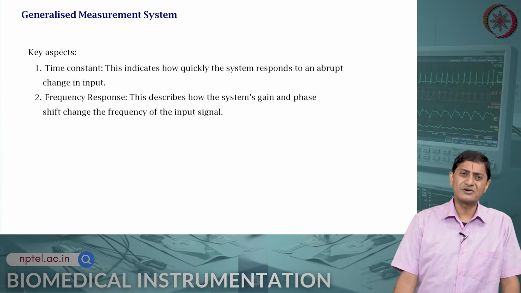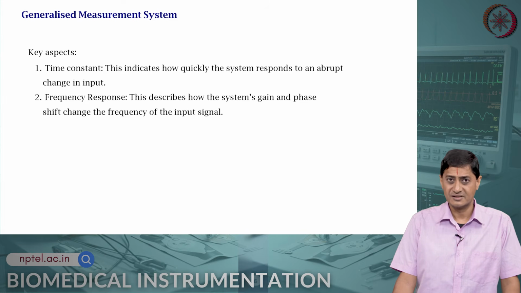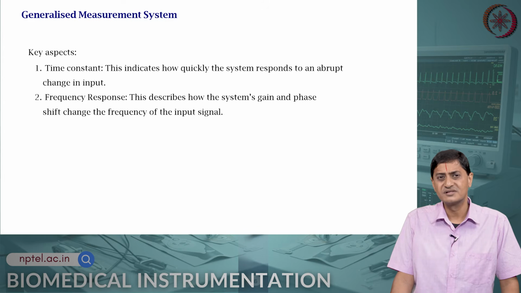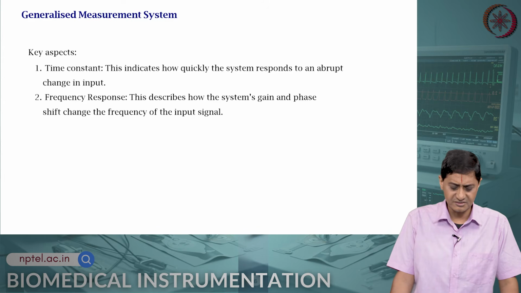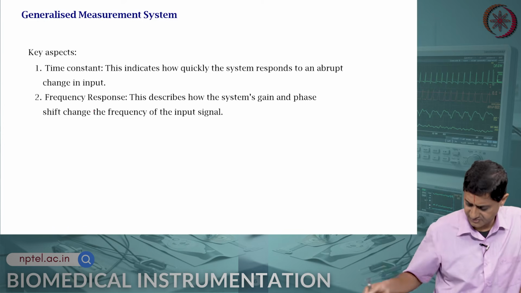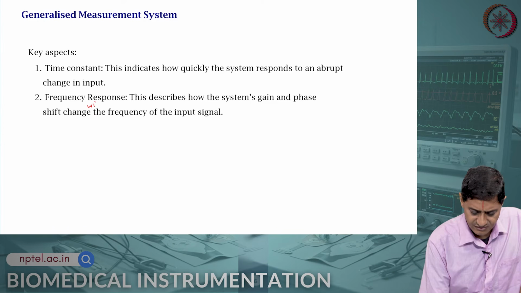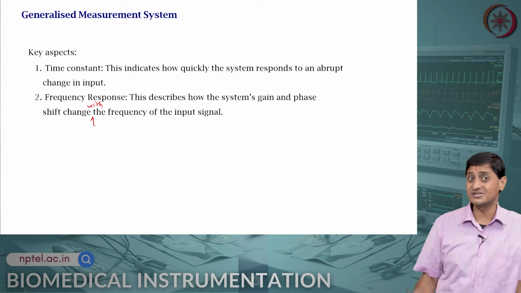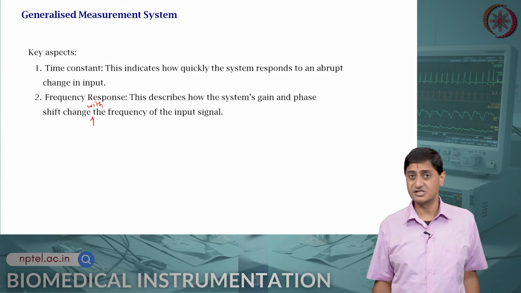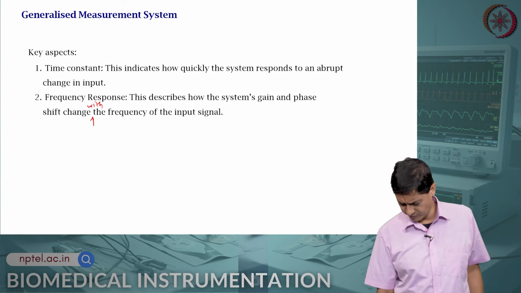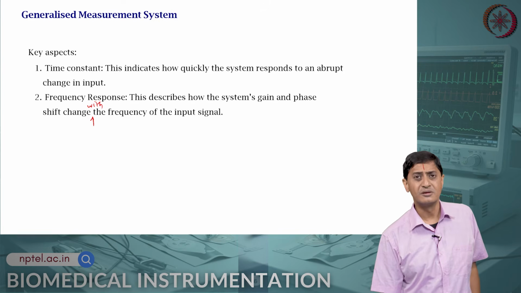And then there is time constant. This indicates how quickly the output changes in response to an abrupt change in the input. And frequency response describes how the system's gain and phase shift change with the frequency of the input signal. As the frequency changes, how do the input and output change? It is called frequency response. We know from basic electrical engineering how to measure this.